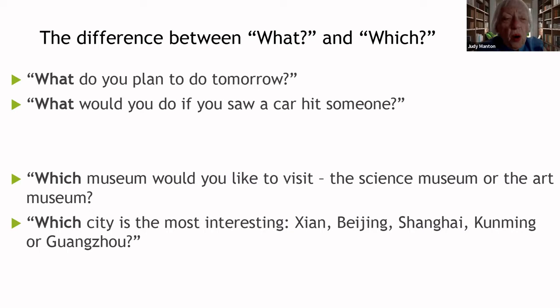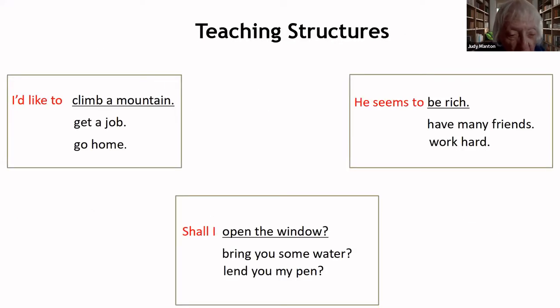What do you plan to do tomorrow? What would you do if you saw a car hit someone? And then, which museum would you like to visit? The science museum or the art museum? Which city is the most interesting? Xi'an, Beijing, Shanghai, Kunming, or Guangzhou? Presenting structures in this format helps students grasp the grammatical pattern. Study this for a moment.